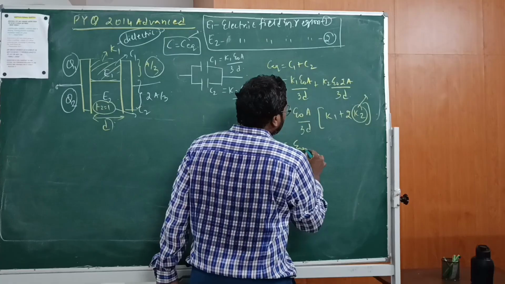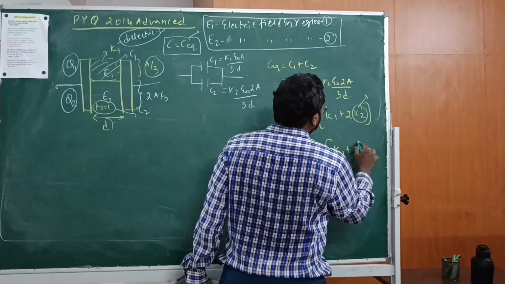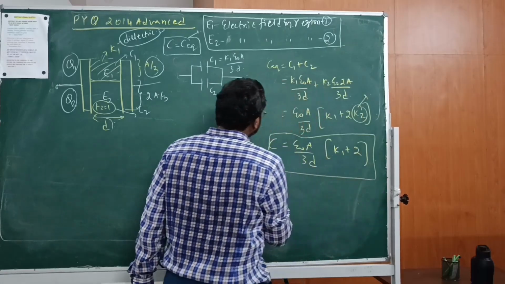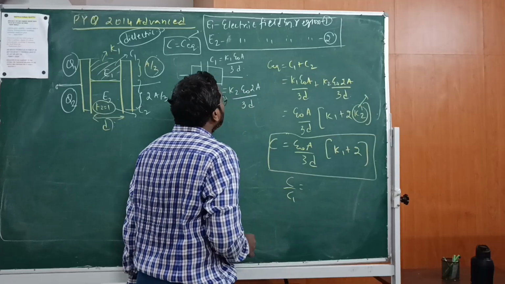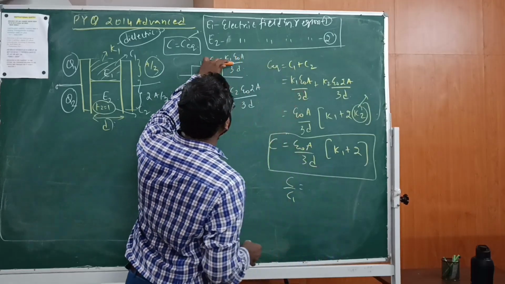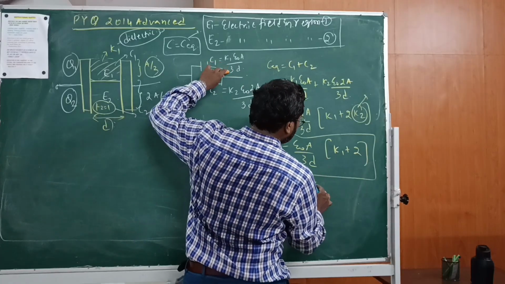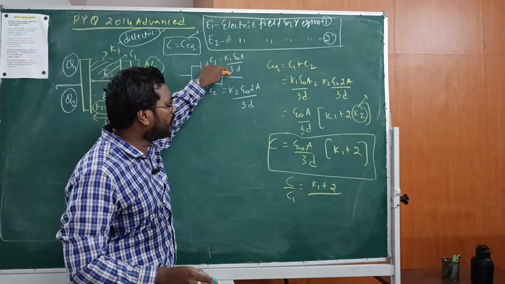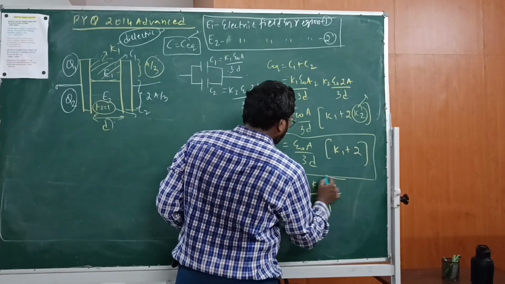So epsilon naught A by 3D into K1 plus 2 will be the C by expression. So they are asking what is going to be C by C1. Epsilon naught by C1. Epsilon naught A by 3D and K1 we have. So epsilon naught A by 3D will be cancelled. So K1 plus 2 by this K1, epsilon naught A by 3D will be cancelled. So that is going to be K1 we will have.